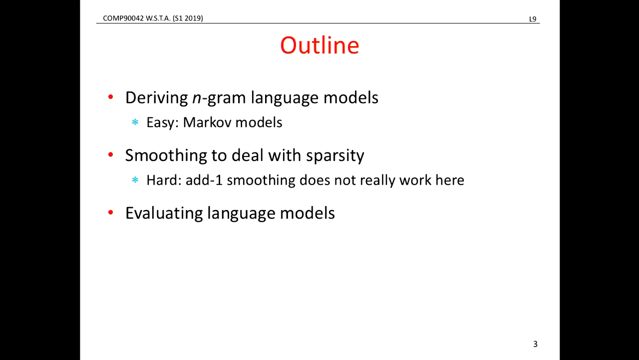Now, once we have these language models, some problems occur. One of them is that you get lots of zeros, you get lots of sparsity. These cause problems. You end up scoring things and saying that they're impossible. And so smoothing is a way to deal with this. And finally, we'll talk about how we evaluate language models, so how we can say that a language model is a good fit, does actually characterize language well.